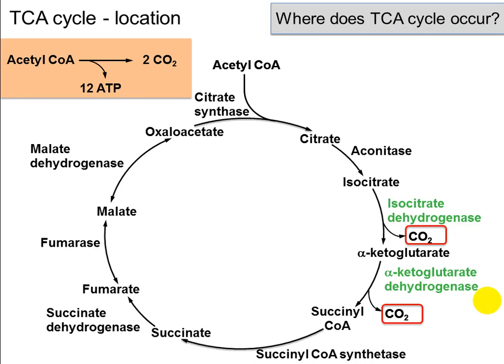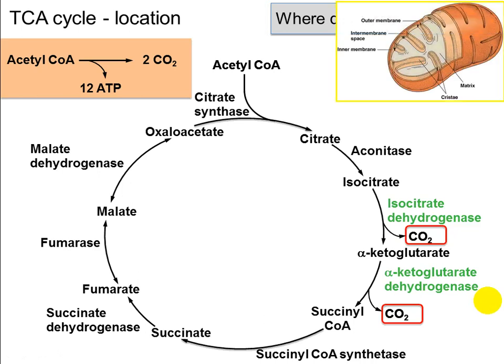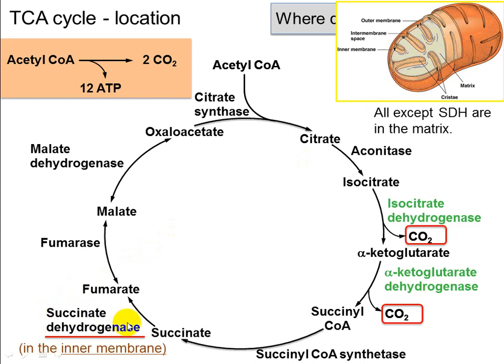Next, we ask, where does TCA cycle take place? TCA cycle takes place inside mitochondria. Most enzymes are found in the matrix of mitochondria, except one, succinate dehydrogenase. And this enzyme is located in the inner membranes of mitochondria.